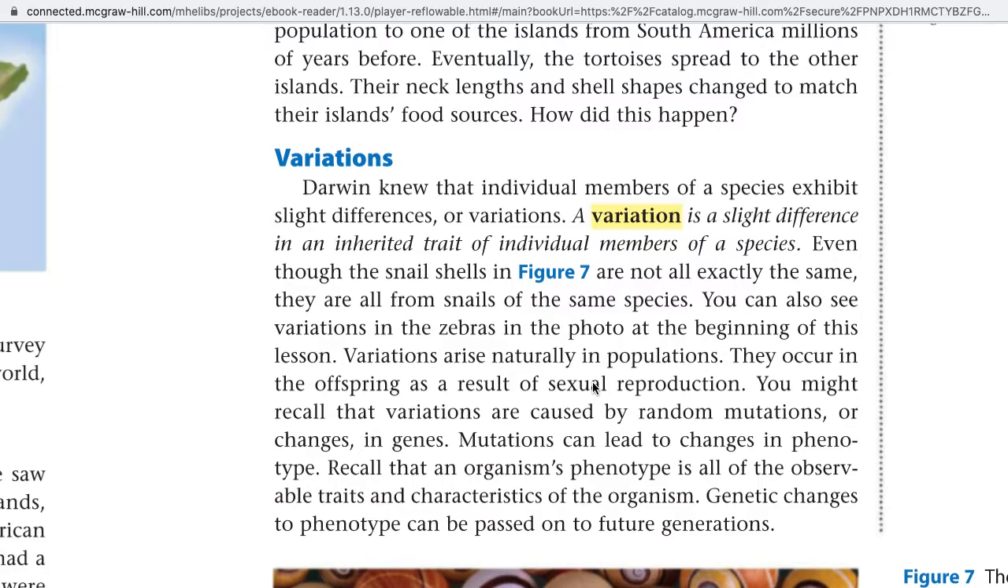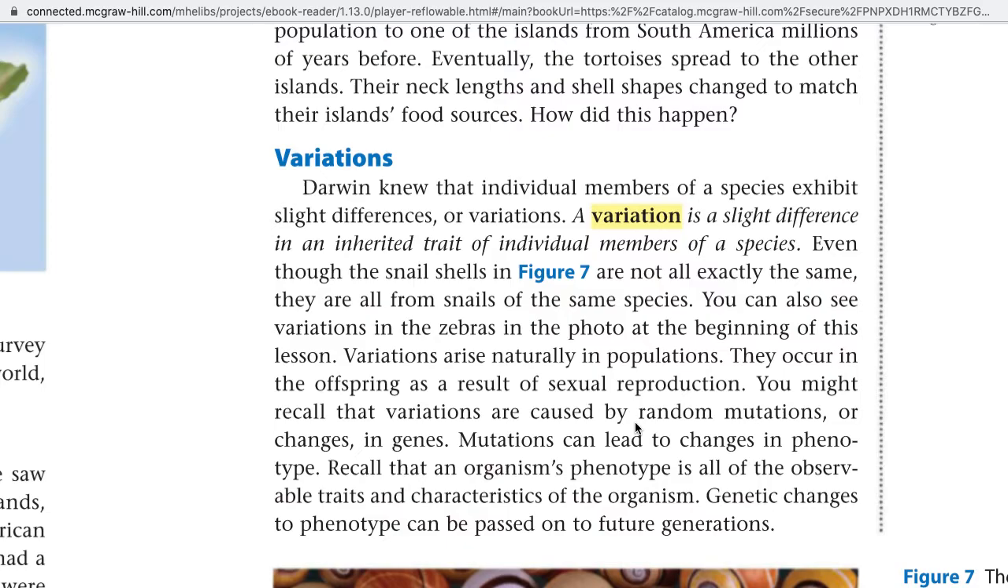Darwin knew that individual members of a species exhibit slight differences or variations. A variation is a slight difference in a heritable trait of individual members of a species. Even though the snail shells in figure 7 are not all exactly the same, they are all from snails of the same species. You can also see variations in the zebras in the photo at the beginning of this collection. Variations arise naturally in populations. They occur in the offspring as a result of sexual reproduction. You might recall that variations are caused by random mutations, or changes in genes. Mutations can lead to changes in the phenotype. Recall that an organism's phenotype is all the observable traits and characteristics of an organism. Genetic changes to phenotype can be passed down to future generations.